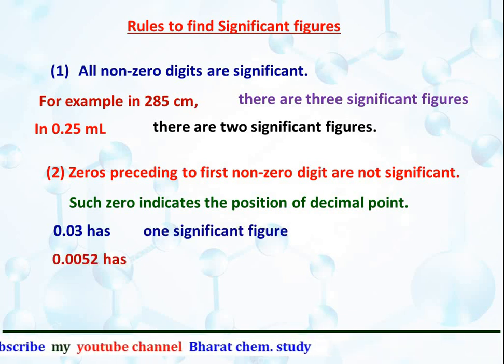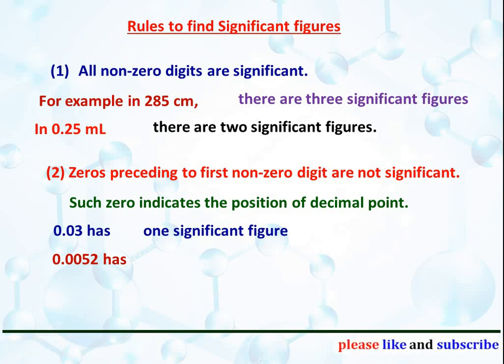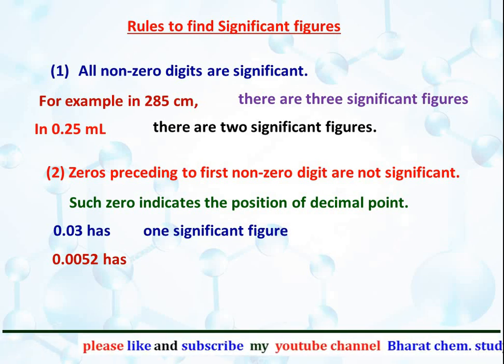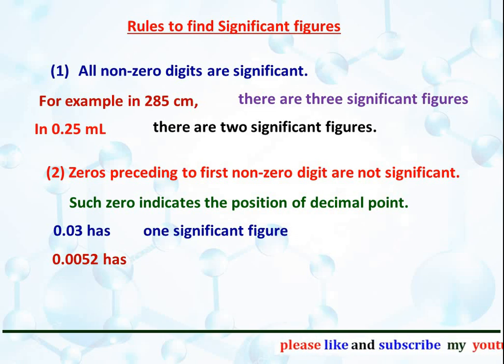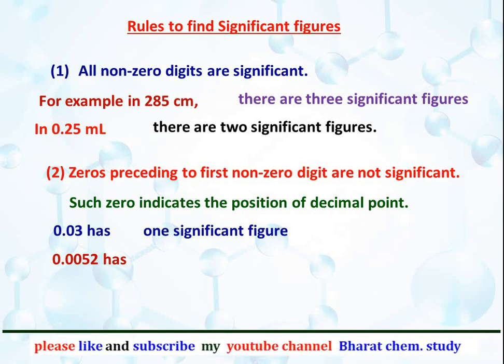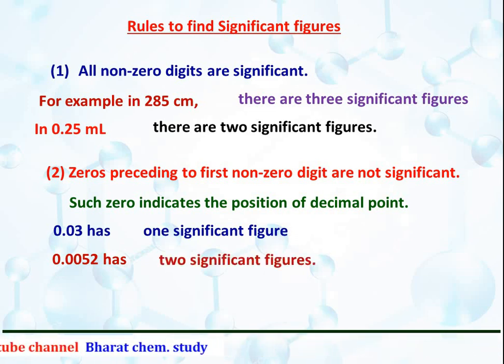Similarly, in 0.0052, again there are three zeros present in front of a non-zero digit. So these zeros are also not significant. They are indicating only the decimal position. So this value also has only two significant figures.